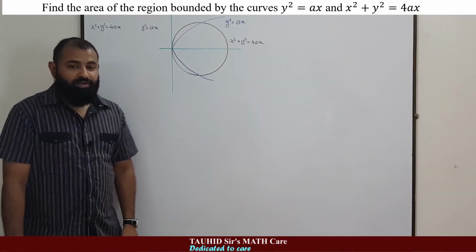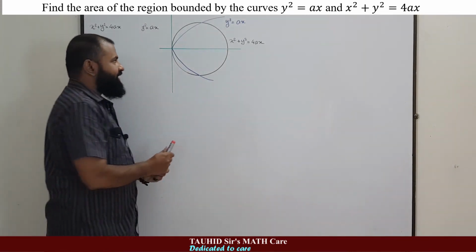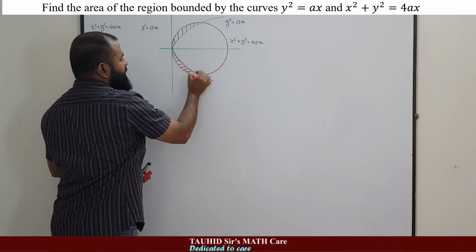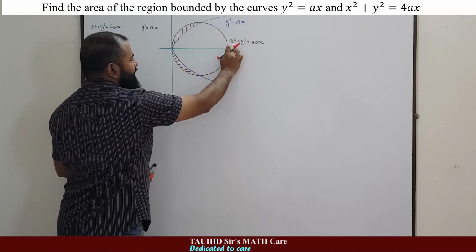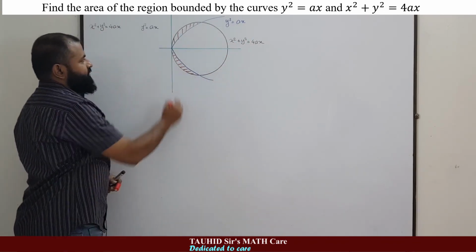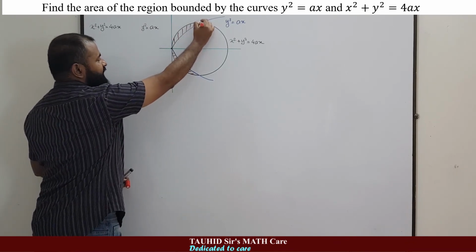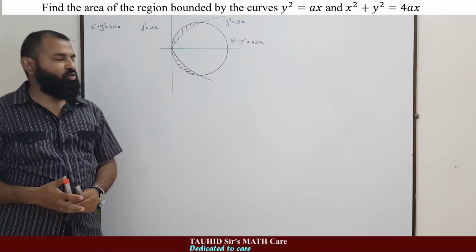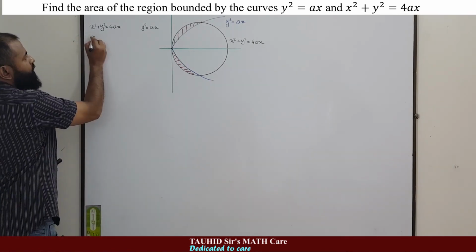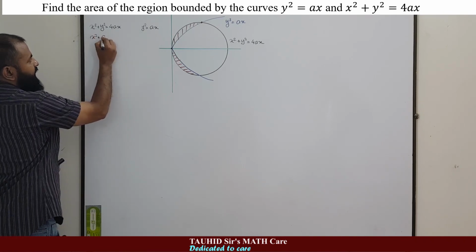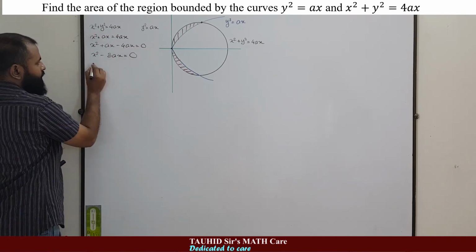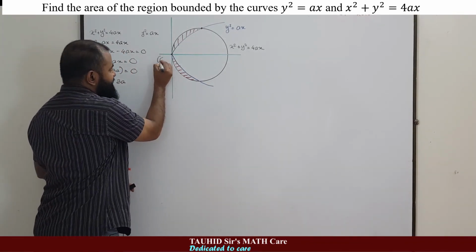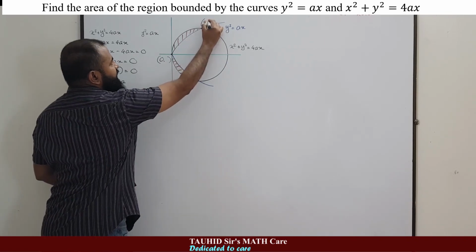In this question, you are asked to find the area of this region. The area of the region bounded by the parabola y square equal to ax and the circle x square plus y square equal to 4ax. We need to find this area. So first of all, we need to find the points of intersection of these two curves. So we will solve them. y square equal to ax. That means at the points of intersection, the value of x is 0 and 3a.